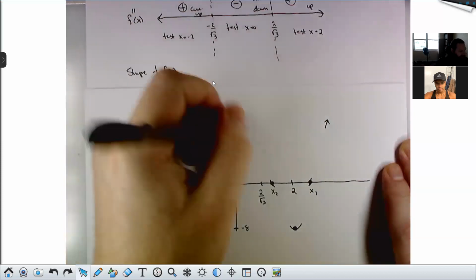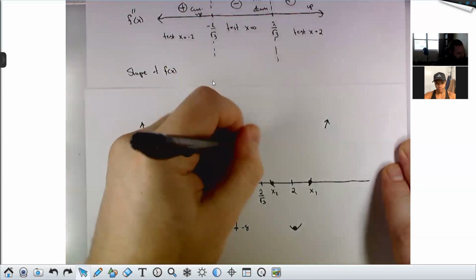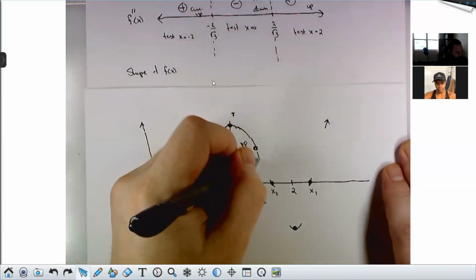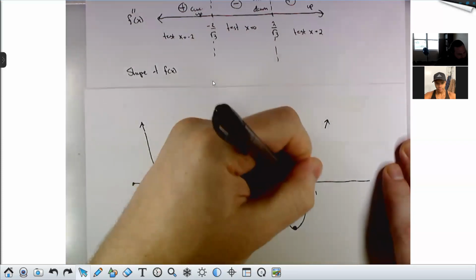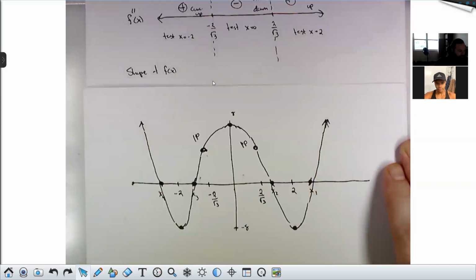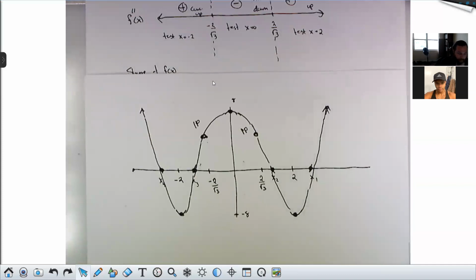In a way that makes sense. And we do the same thing over here. We have an IP here. And then we change our concavity back to being concave down, which we stay throughout the rest of this. I know that this was horrifically rushed, but I hope it gives you a feel for what it is we're doing.